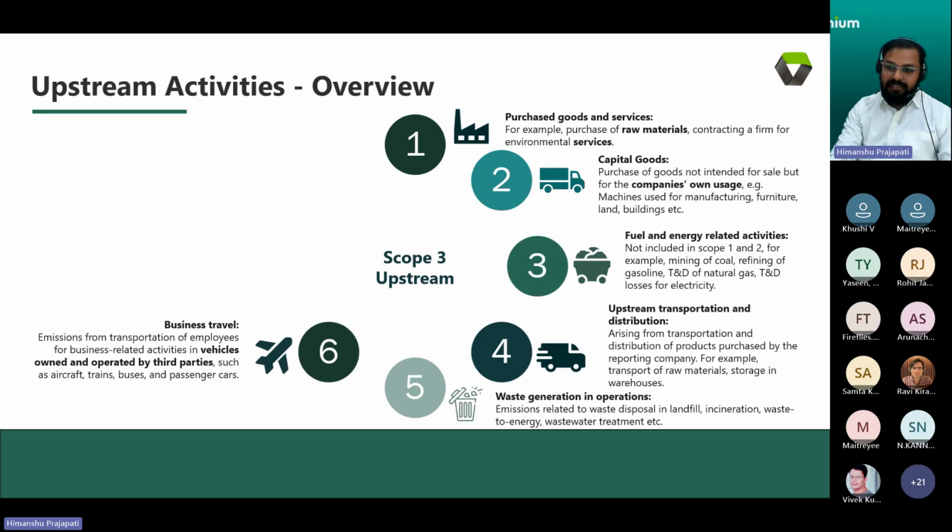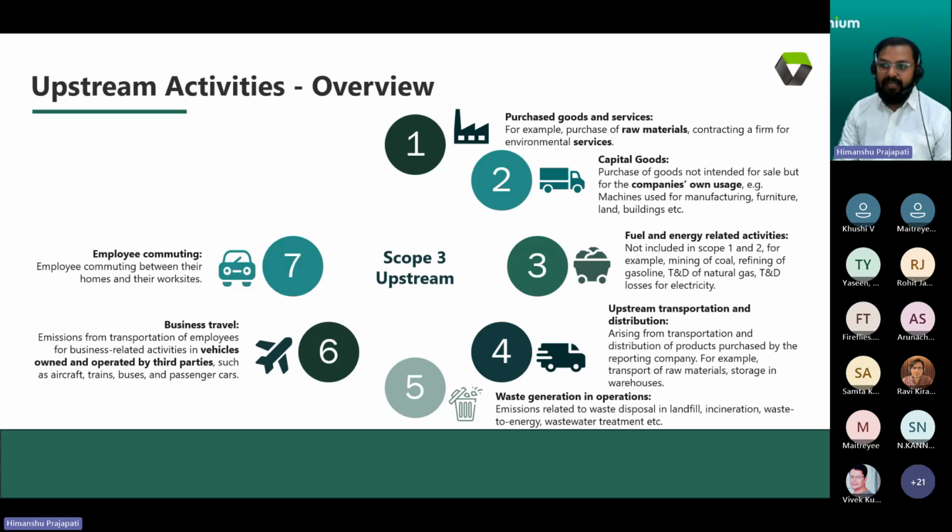Thereafter, business travel. This is something that is being discussed a lot. People are talking about how to reduce business travel as part of the scope 3 upstream. So business travel is part of the upstream activities. So emission and transportation of employees for business related activities. And the important thing is that these are business travel related to vehicles owned and operated by third parties and not by own vehicles, because anything that is owned and operated by the company itself will be part of scope 1 emissions and not scope 3 emissions.